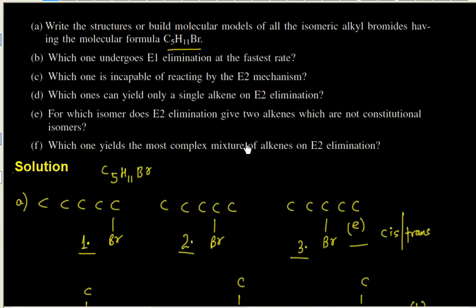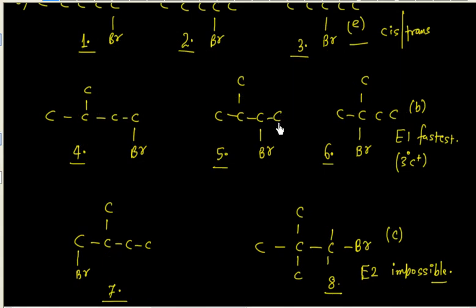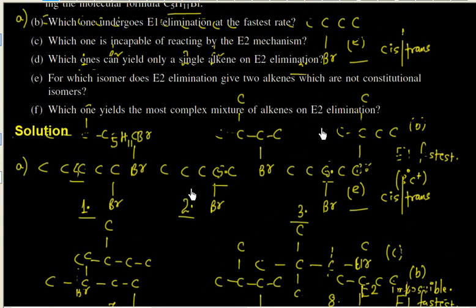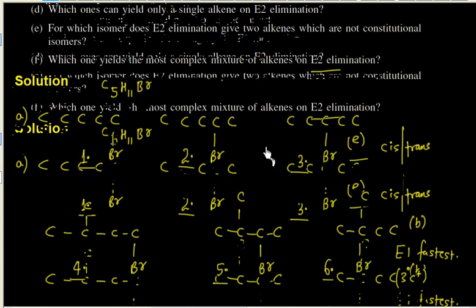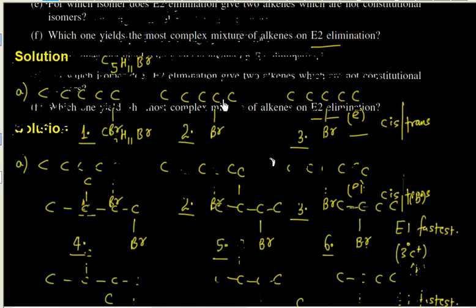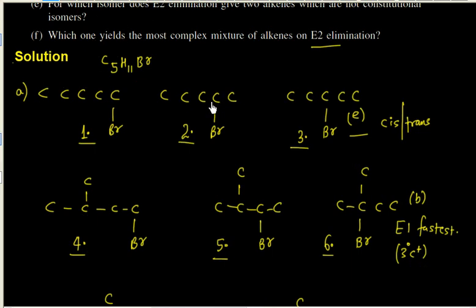So the next part says which one is the most complex mixture of alkenes. So this means more number of alkenes. If you do this one, you will get a double bond from this side, or you can get a double bond from this side, so this is for E1 or this is for E2 elimination. So I have to have E2 elimination, which will give you the most complex. This one will give you most complex. You will have one, and then you have this side double bond, but that is cis and trans both possible. Are you getting or not? So in this case you have only one sided, no cis trans possible. So this will give you most complex.